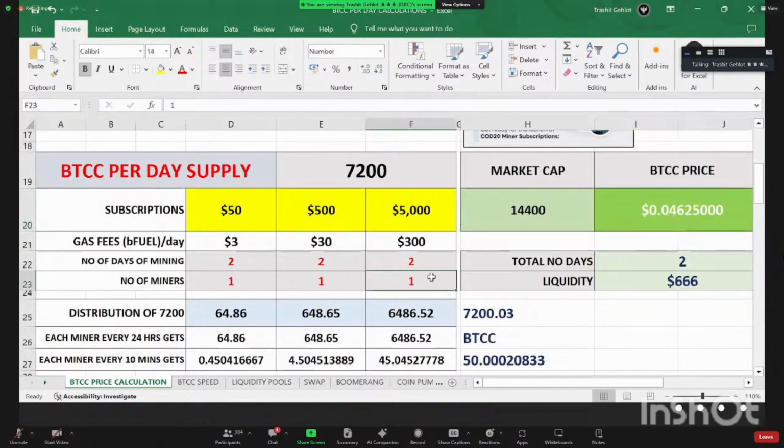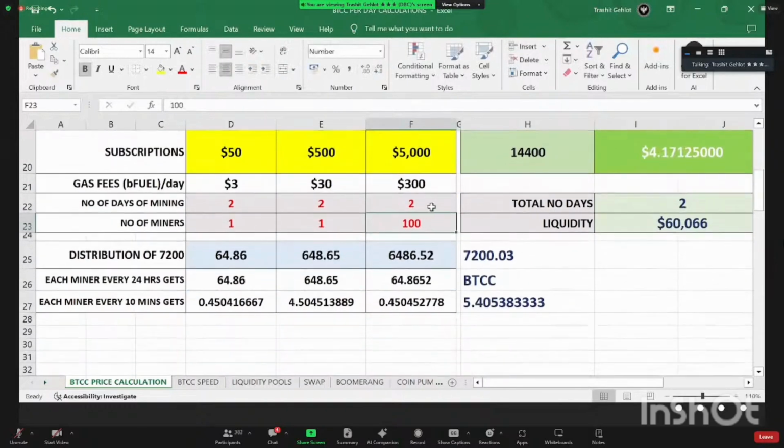But what if the number of miners increases? Now there are 100 miners of $5,000 worth NFT. Each one gets less and less. So 6,486 is now distributed amongst 100 people, and each gets only 64 BTCC. But each one is going to pay 300, so that increases the liquidity. As the liquidity increases and the supply hasn't, we have sufficient liquidity against a limited supply, and that increases the price of the coin.